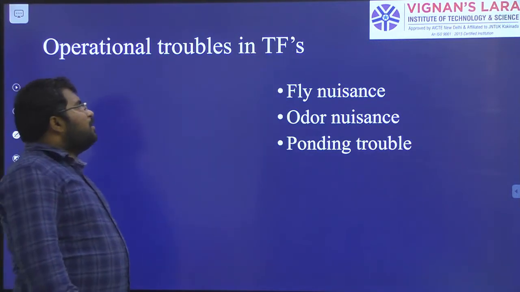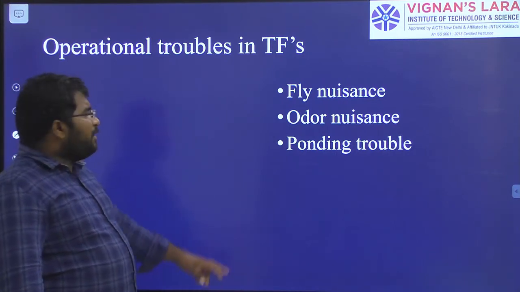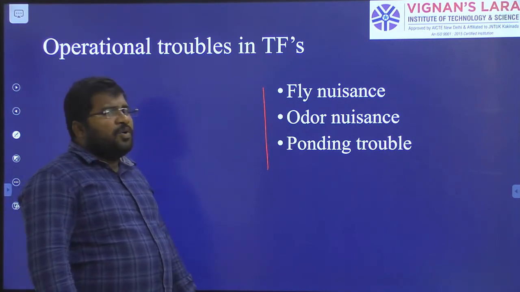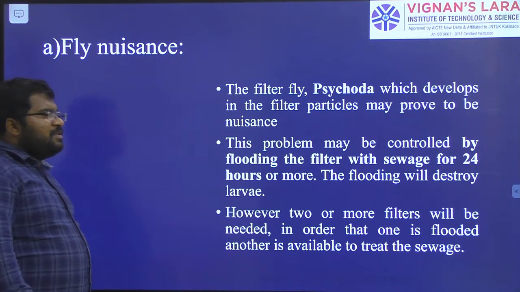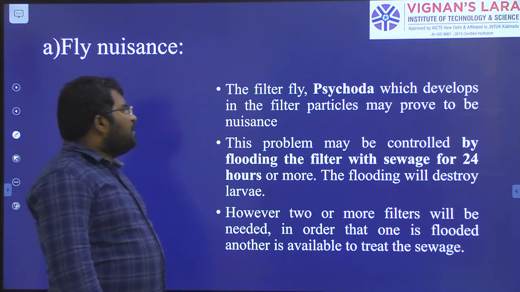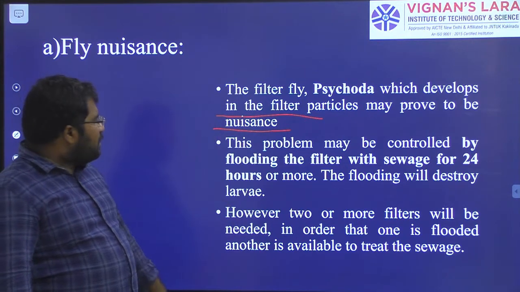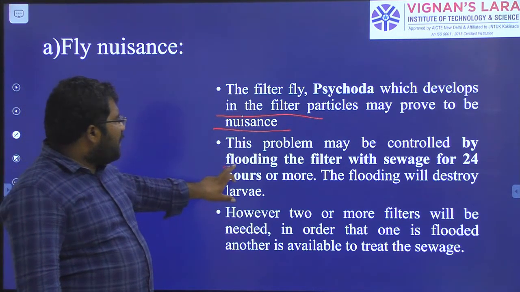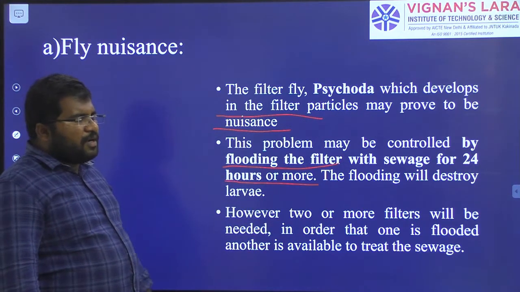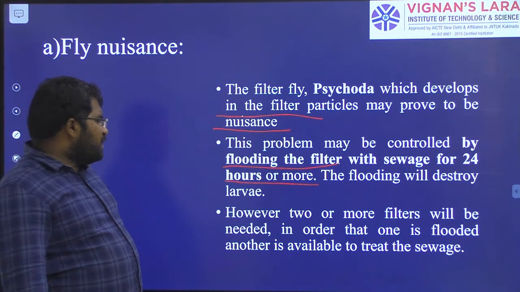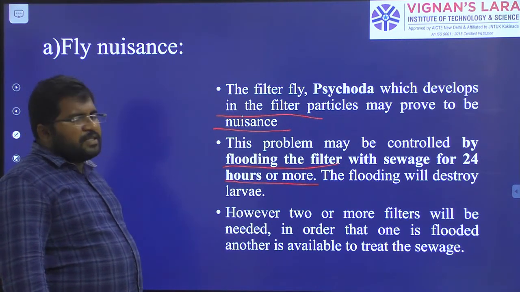Next, we are going to see the operational troubles or nuisances in trickling filters. Mainly we have three things: fly nuisance, odor nuisance, and ponding trouble. Let us see one by one. The first is fly nuisance. Fly means the creatures. The filter fly, or psychoda, which develops in the filter, may prove to be a nuisance. This problem may be controlled by flooding the filter with sewage for 24 hours or more. The flooding will destroy the larvae. However, two or more filters will be needed so that while one is flooded, another is available to treat the sewage.